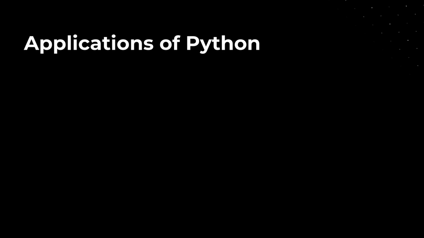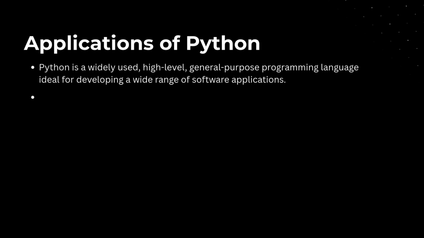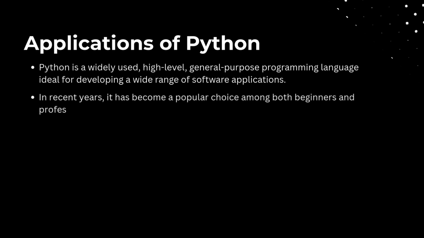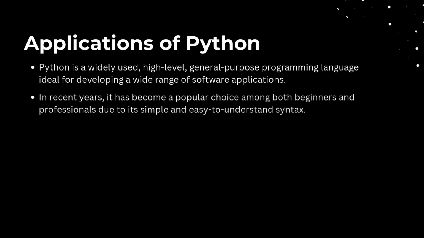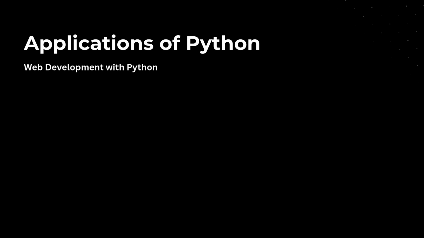Applications of Python. Python is a widely used high-level, general-purpose programming language ideal for developing a wide range of software applications. In recent years, it has become a popular choice among beginners and professionals due to its simple and easy to understand syntax. It has become the preferred language for developers in various application areas. The first one is web development with Python.